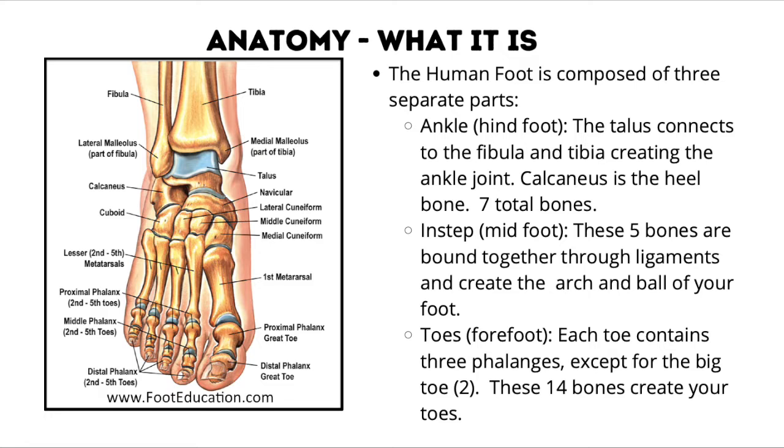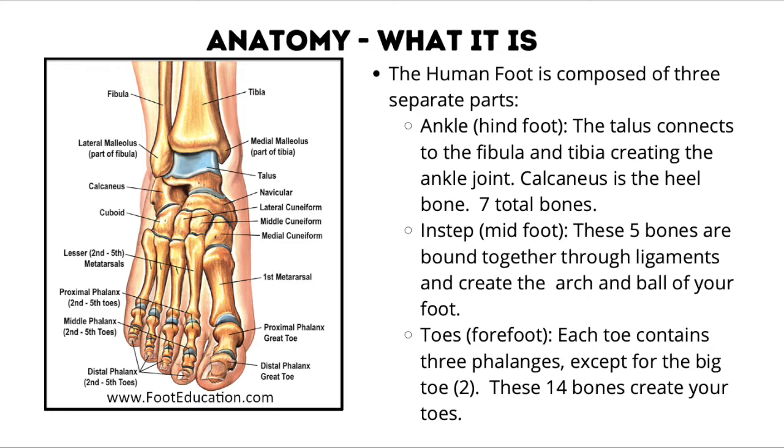The anatomy of your foot. The human foot is composed of 3 separate parts: the ankle, or your hind foot. The talus connects to the fibula and the tibia, creating the ankle joint. Your calcaneus is your heel bone. The hind foot is 7 total bones.